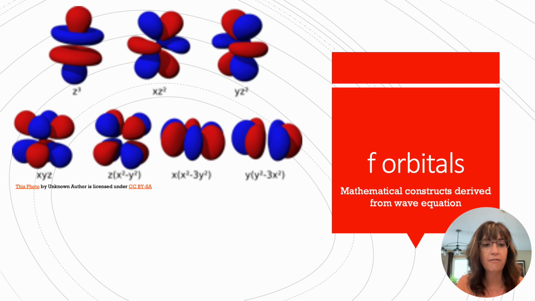All I'm going to say about f is that they're pretty ugly. These are mathematical constructs derived from the wave equation that, again, give us the probability of where we're going to find the electrons. Very odd shapes, very weird looking. Remember, each one can hold 2 for a total of 14 electrons.